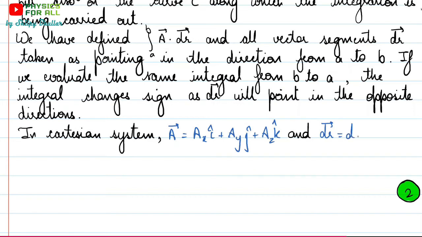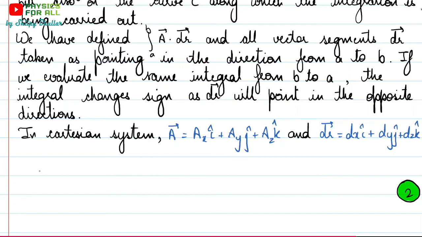And vector dr can be dx i cap plus dy j cap plus dz k cap. Now this should be remembered by all. How do we represent vector r? How do we represent dr vector? And what is the general expression for any vector? If the vector is in a three-dimensional system, depending on x, y and z, then obviously there would be some component along x, some along y and some along z.